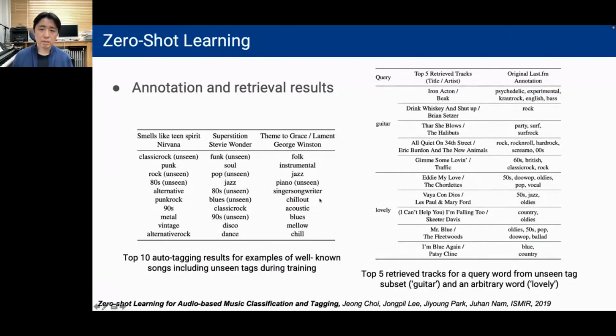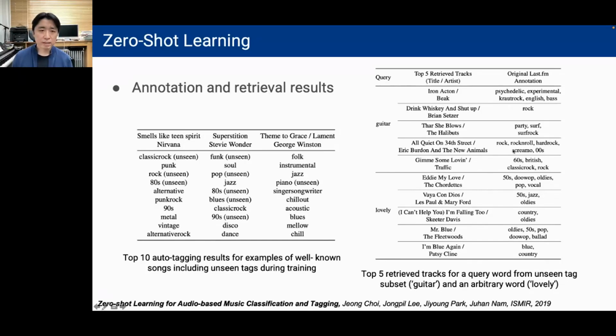So this enables so-called zero-shot learning. On the left side, it shows the top 10 nearest tags for a given audio. These include not only the seen tags, which are in the training set, but also unseen tags, which do not exist in the training set. For example, for Stevie Wonder's Superstition, the top 1 prediction is funk. This is an unseen tag, and this prediction quite makes sense, right?